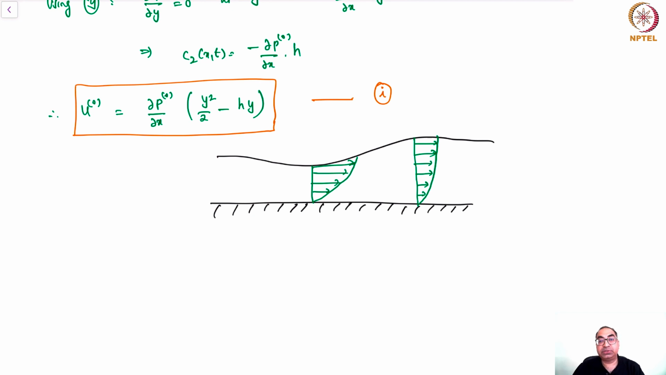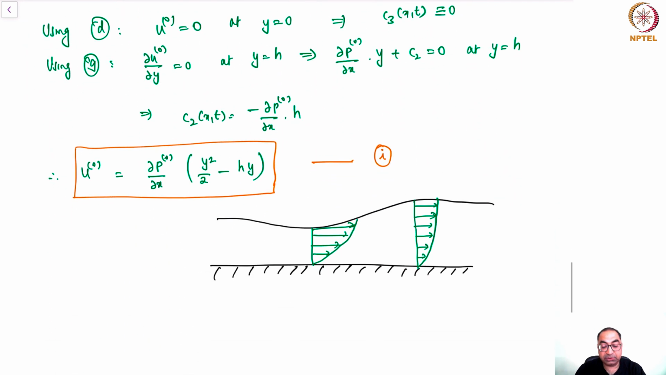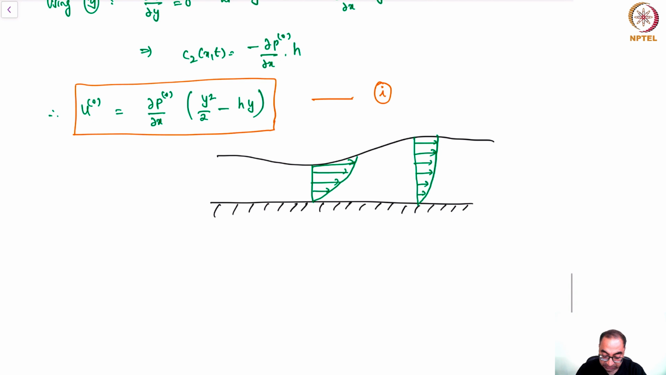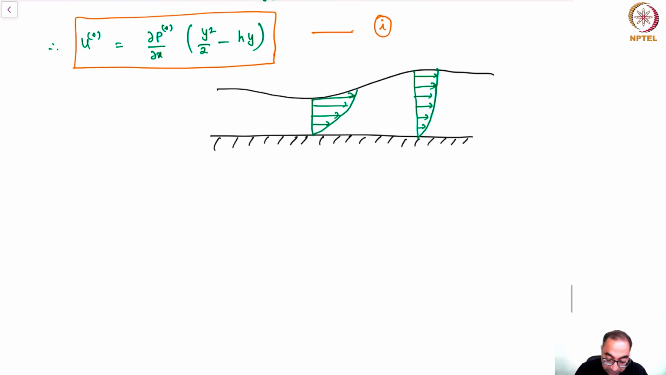Now we still haven't used the continuity equation, that's equation A. And we have not used the boundary conditions. We have not used the no penetration condition D. We have also not used the normal stress balance, that's equation E. So let's use them.